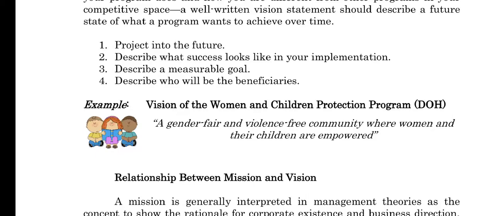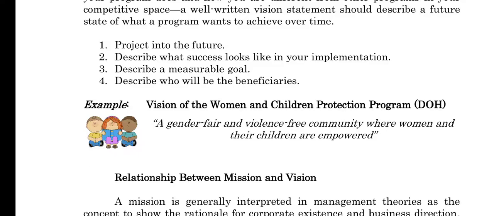Success. Describe what success looks like in your implementation. That is why in the vision statement, you will look again at the possible future scenario. What if the problem has already been addressed, then what will be now the situation? If there will be no more abuse for women and children, then there will be a gender fair and violence free community. So describe who will be the beneficiaries. Of course, the women and children specifically stated.